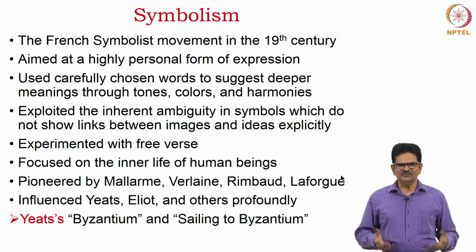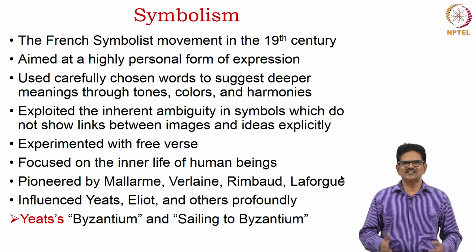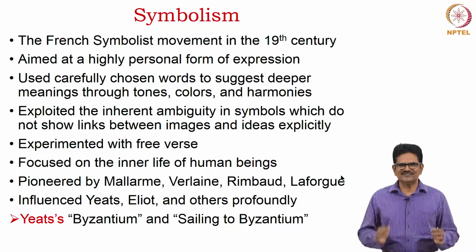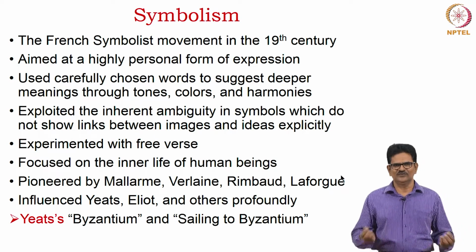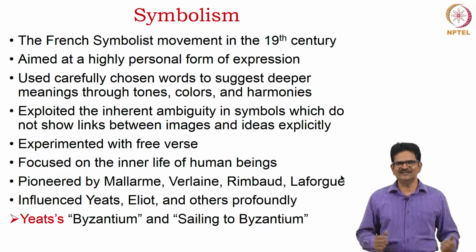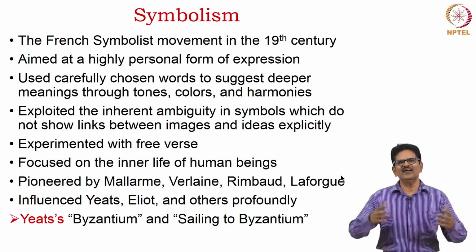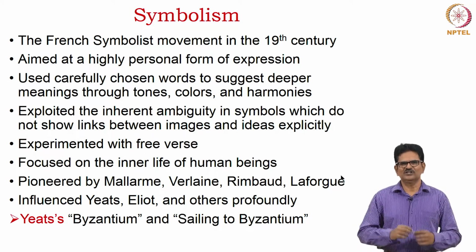When we come to symbolism, we find that the French symbolist movement was popular at the end of the 19th century and it aimed at a highly personal form of expression. The symbolist poets used carefully chosen words to suggest deeper meanings through tones, colors and harmonies. So, we can see some kind of influence of painting here as well. They exploited the inherent ambiguity in symbols which do not show links between images and ideas explicitly, leading to the difficulty for readers. They also experimented with free verse, open forms without restrictions.